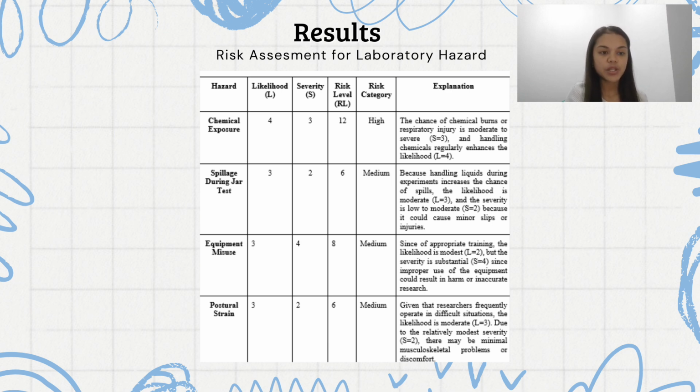And here you can see there are several risk assessments for laboratory hazards. For the chemical exposure, the value of likelihood is 4, severity is 3, risk level is 12, risk category is high, and the chance of chemical burns or respiratory injury is moderate to severe.